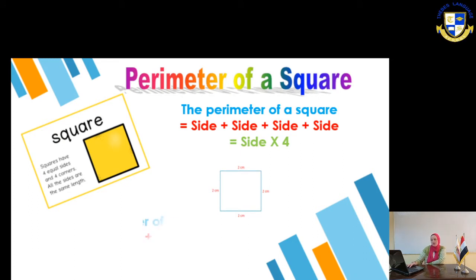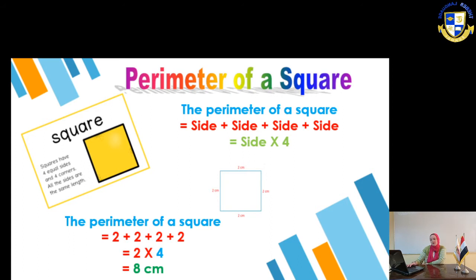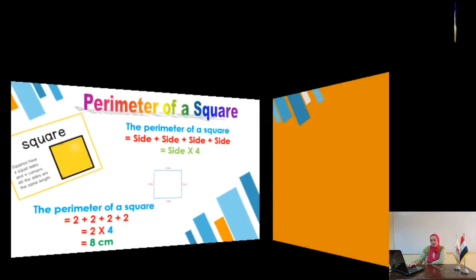Okay? If we have a square with dimensions 2 centimeters, we can make 2 plus 2 plus 2 plus 2. Instead of that, we are going to make 2 times 4. It will be 8. The next page.